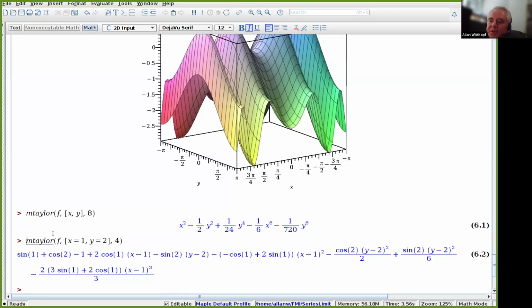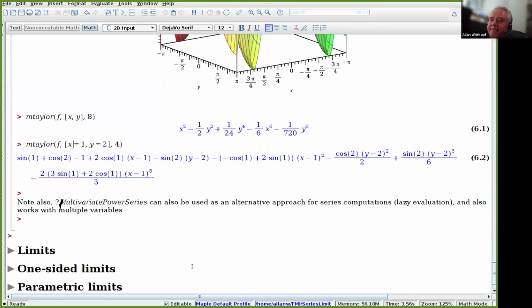In this case, though, you're calling mtaylor instead of taylor because you're telling it it's multivariate. There's also the multivariate power series package that could be used as an alternative approach for this. It uses lazy evaluation, and it also works with multiple variables.